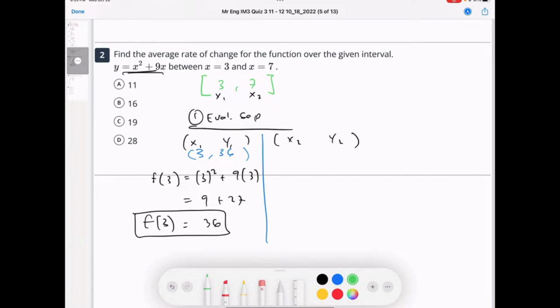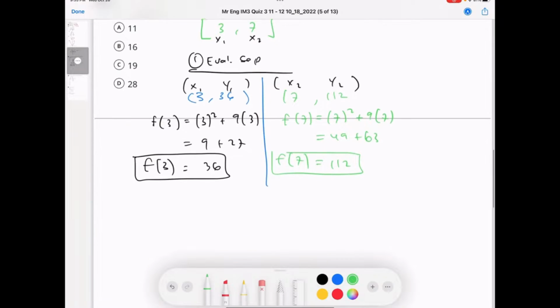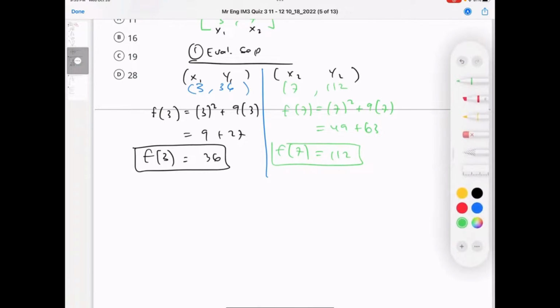Okay, let's do the other one now. We're going to use 7. So f of 7, put in 7 for every x value. 7 squared plus 9 times 7. 49 plus 63. This will give us 112. f of 7 equals 112. Okay, the next thing you're going to do is we're just going to find the average rate of change, which is basically slope.